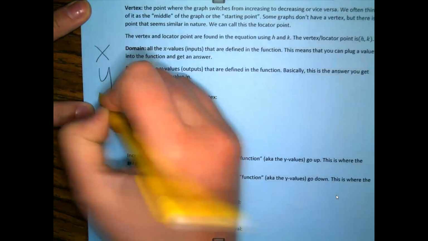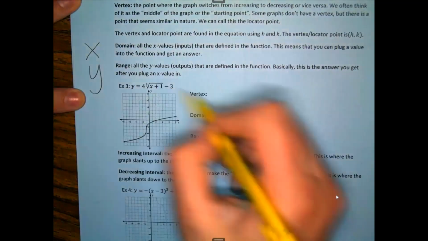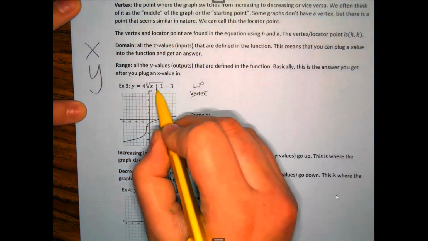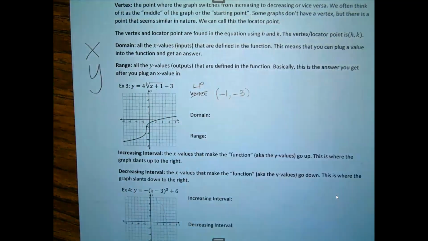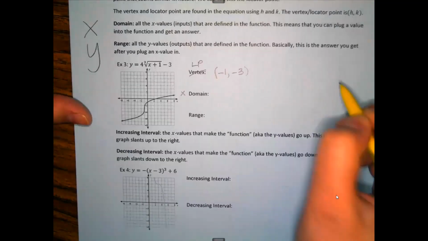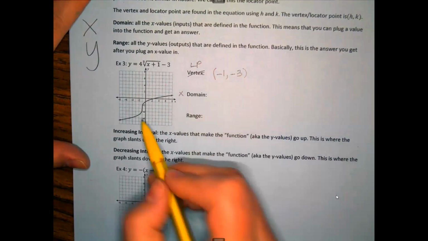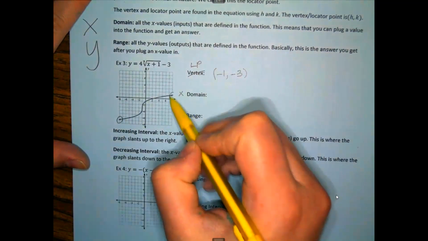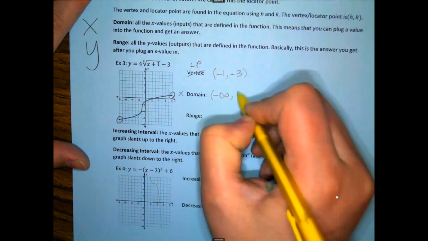That's our X and our Y values. I'm going to put the X and the Y out here so I don't forget. So the vertex, for example, 3, and it's not going to be the vertex, it's going to be the locator point. The locator point, for example, 3 is -1, -3. Okay. For the domain, I'm going to look at my x values. I'm going to look how far the graph goes to the left and how far the graph goes to the right. And to the left, it goes forever. There's a left arrow. To the right, it goes forever. There's a right arrow. So the domain is from -infinity to +infinity.